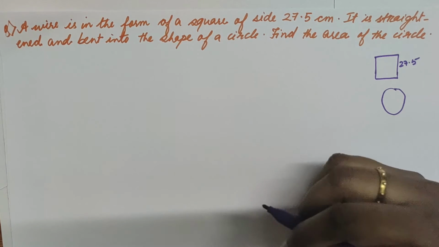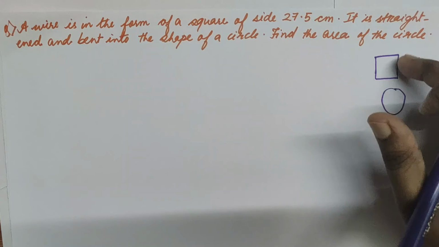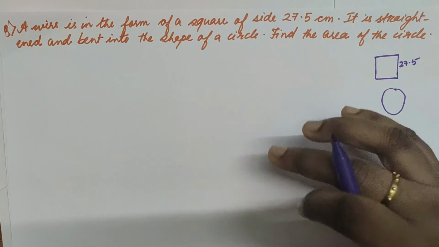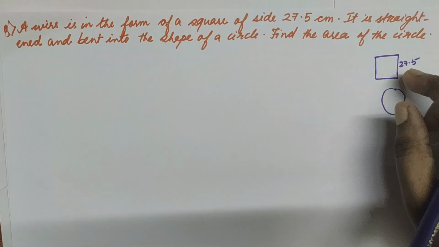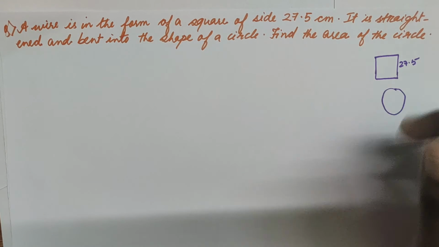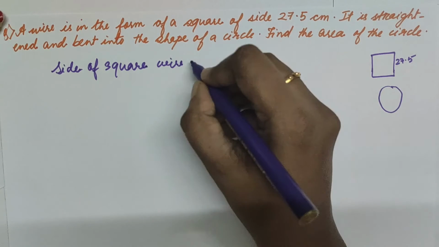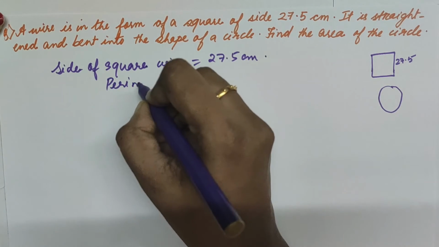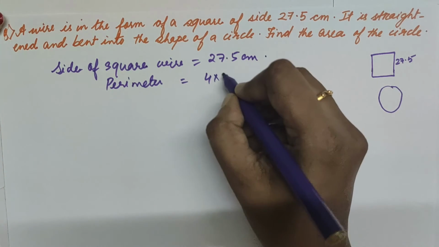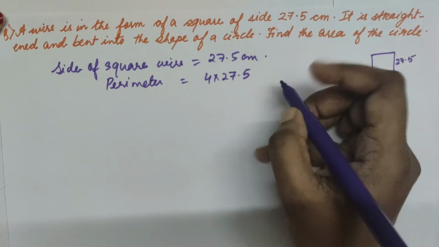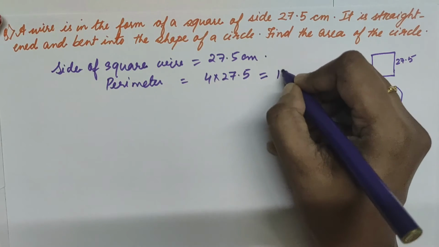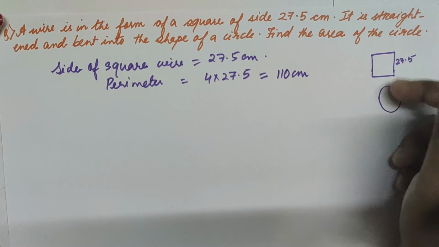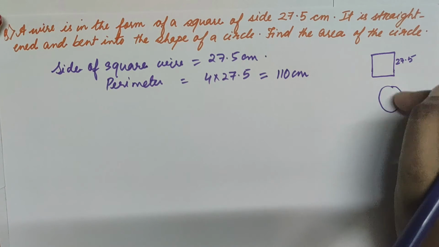So here you just need to use your brains and understand that if I talk about the length of this square, I am talking about the perimeter of the square. So the length of the wire is going to be 4 into 27.5. So let us write that. The side of the square wire is 27.5 centimeter. So the perimeter of it, which has been used, is 4 into 27.5 with the formula 4s, which will be around 110 centimeter.